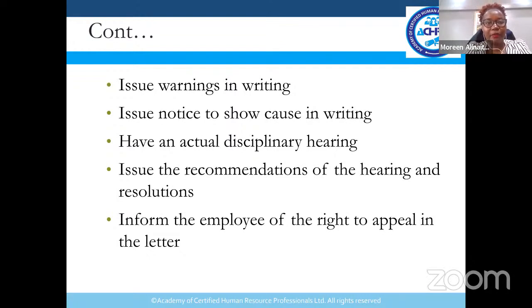After the hearing, when the minutes have already been signed, give a recommendation of the hearing and its resolutions, okay?